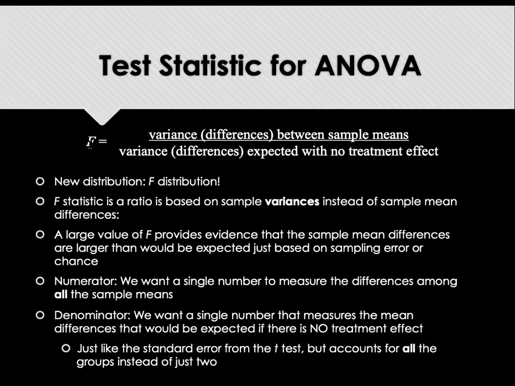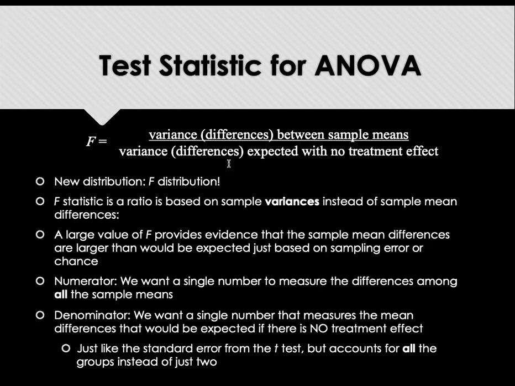The F statistic is a ratio, just like the T test statistic, based on sample variances instead of sample mean differences. So again, instead of looking at the simple difference between two different means, we're going to be looking at the variance of 3 or more means.